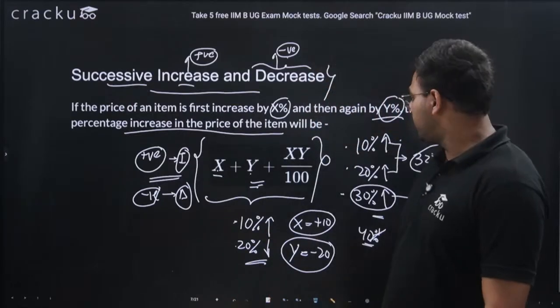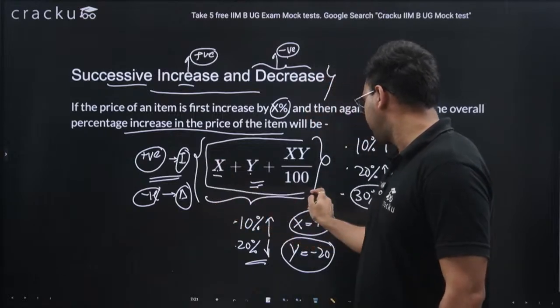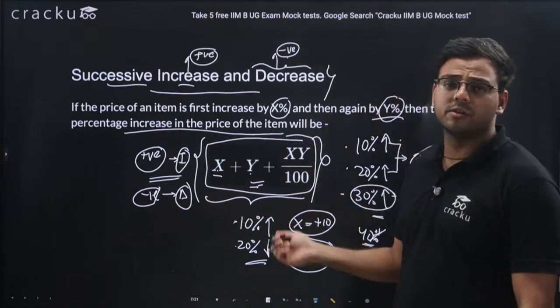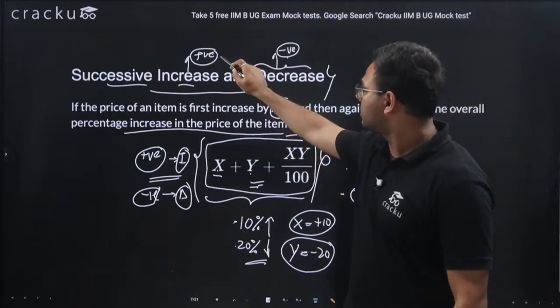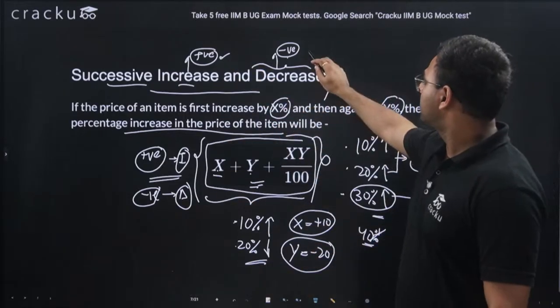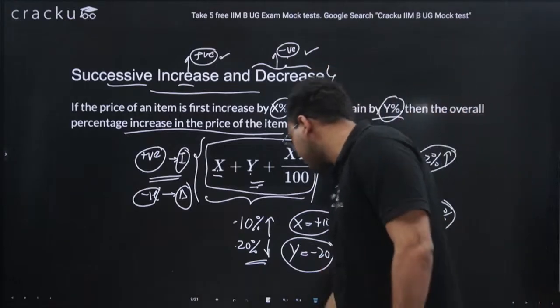The one formula you have to remember is x + y + xy/100, and using this you will get all the answers. Again, if there is an increase, consider the value as positive; if there is a decrease, consider the value as negative. If you have any doubts on this, you can ask.